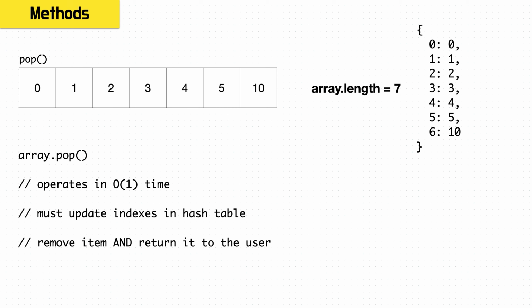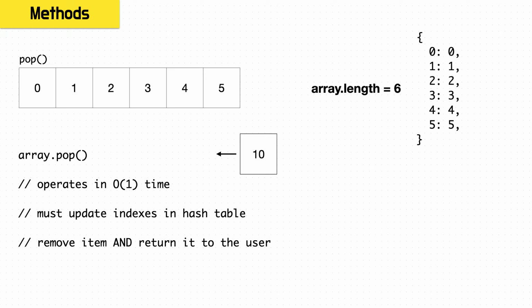When we call pop, we remove the last item. So here we pop 10, and then we also return it to the user. This takes O of 1 constant time. So we removed it from our hash table, no other indexes changed, so now it's gone. We also updated our array length to be 6.